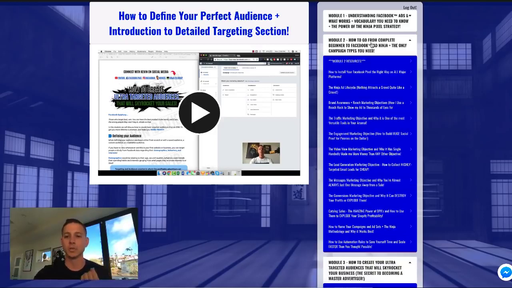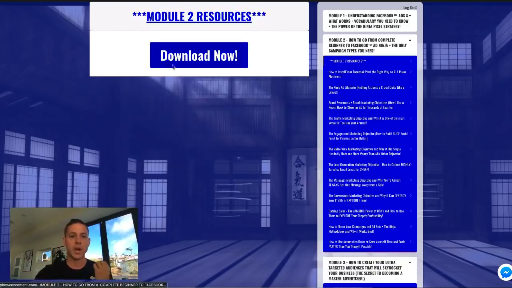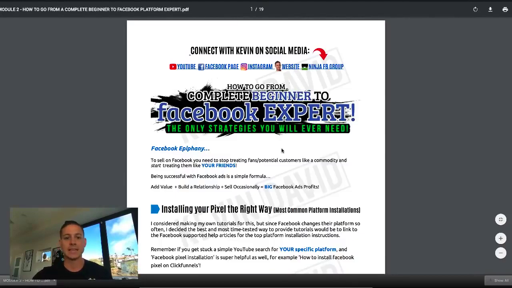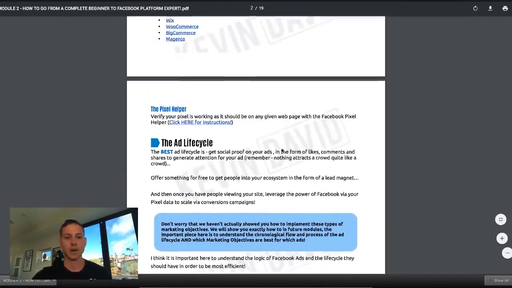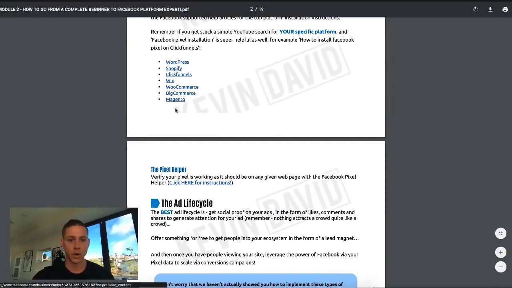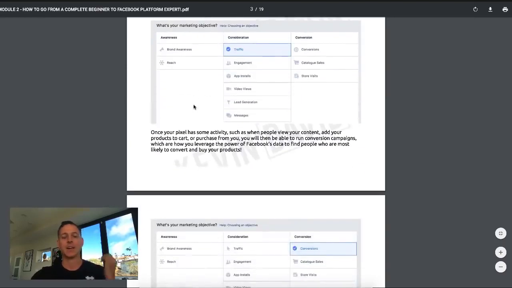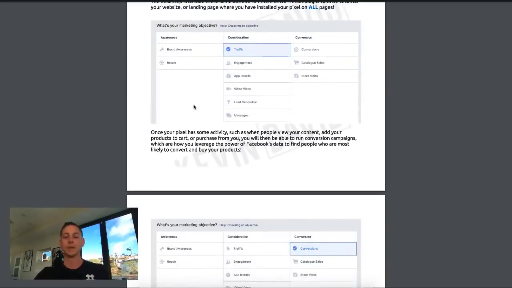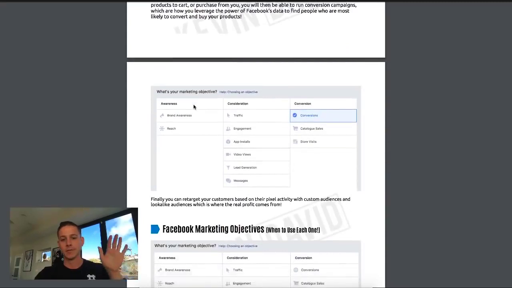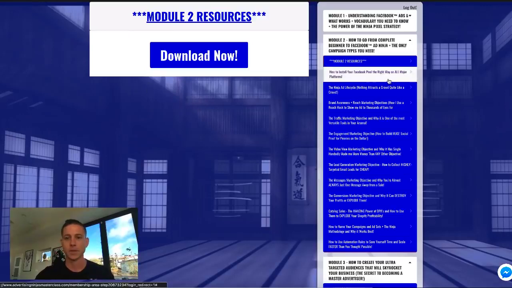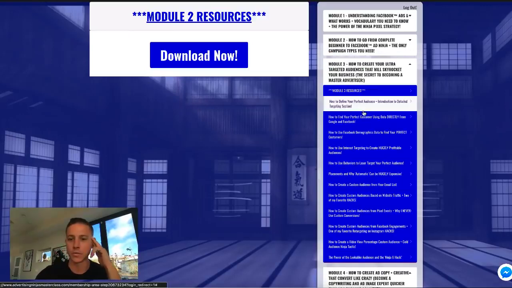And remember, guys, module 2 also has a huge amount of resources, right? Let's look at this PDF. This one's 19 pages, and this is not fluff at all, guys. Every one of these is a tutorial on how to install the pixel on the main platforms. We talk about the ad lifecycle, exactly how to set it up with real screenshots in the platform. This is the farthest thing from high level. This is everything you could possibly need to know to become super successful on Facebook ads, even if you're a complete beginner, right? And we have that for each one of the modules.